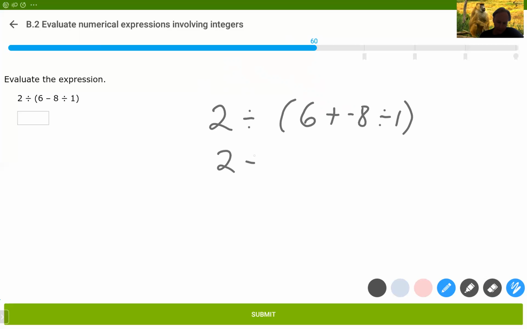This is 2 divided by, I have to do what's inside the parentheses first, and I can't do the addition first. I have to do the division first. Negative 8 divided by 1 is negative 8, and 6 plus negative 8 is negative 2, and when I divide it, I get negative 1.